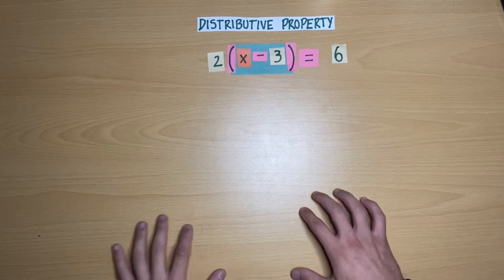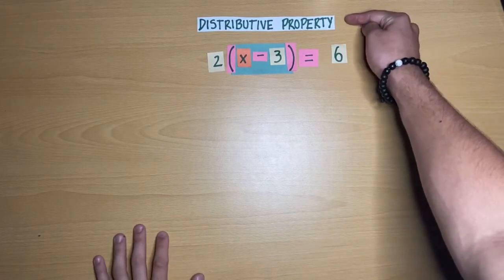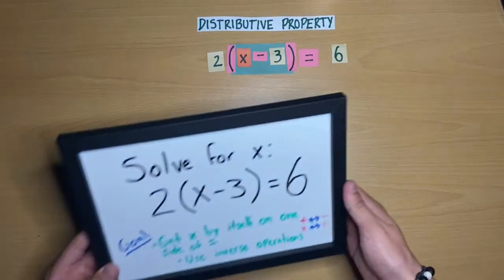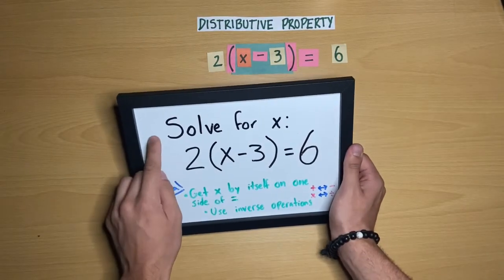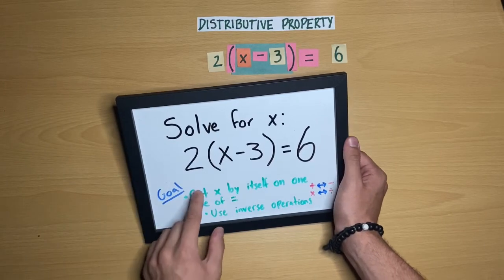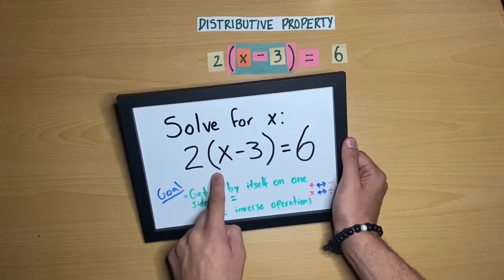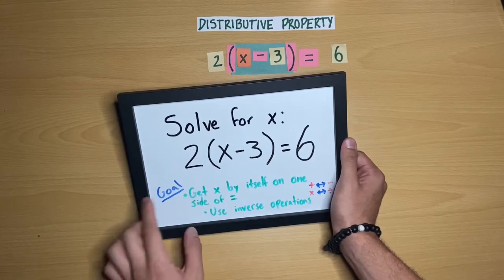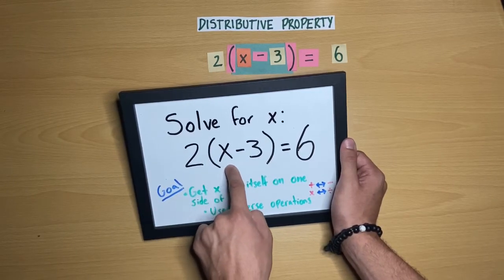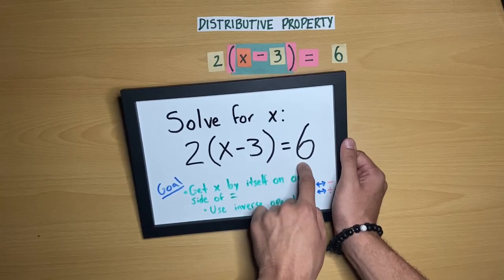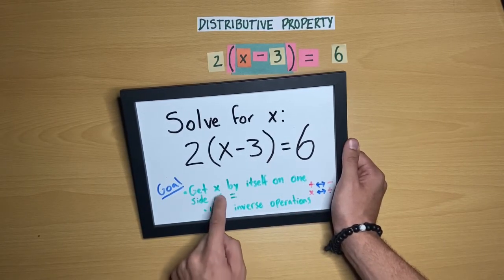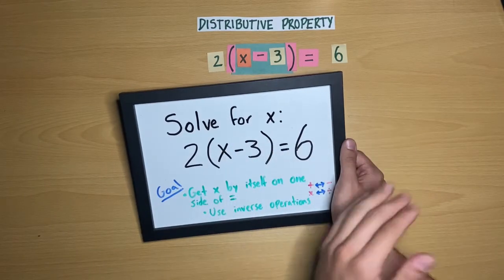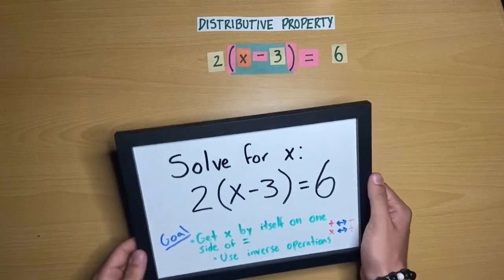So now we will be looking at the distributive property. We will be looking at this equation, and we still want to solve for x. And the equation is 2 times, whenever you see a 2 next to a parentheses, that means multiplication. So 2 times (x minus 3), and that's going to equal 6. And we, again, want to get x by itself on one side of the equal sign and get everything else on the other side. And that will be solving for x.